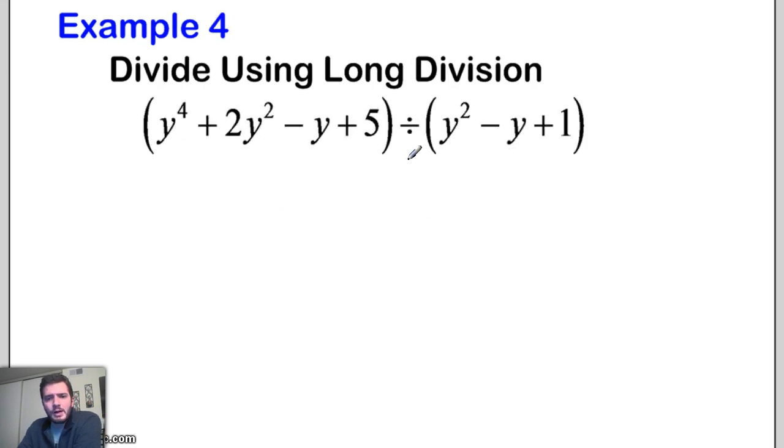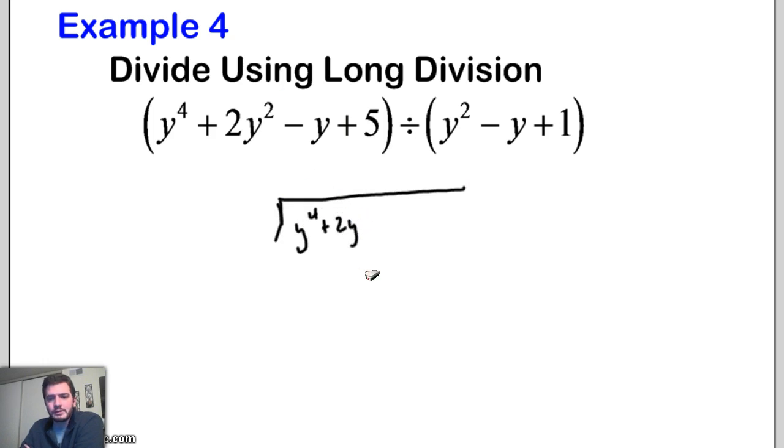All right, this one's a little bit more complicated. Again, we're going to follow the exact same steps though. The setup here is going to be a little bit different because you notice that we're actually missing a term in the term that's being divided. So when I put that in, I'm going to actually leave a space. So this will be y to the 4th plus 2y.